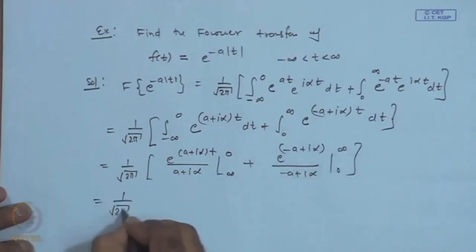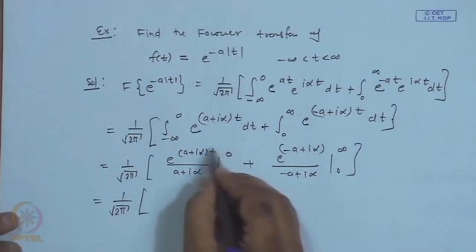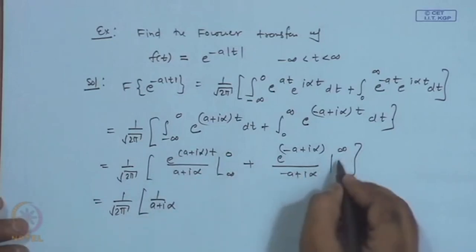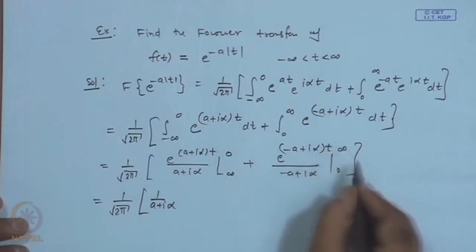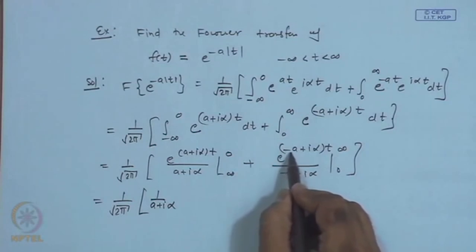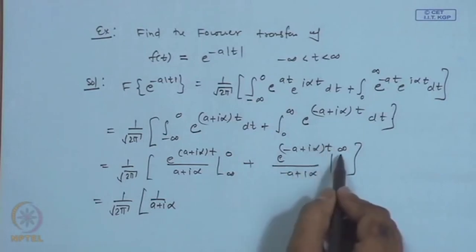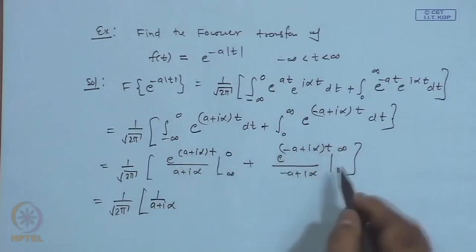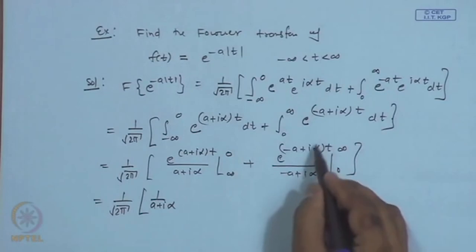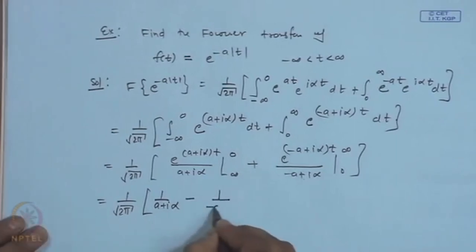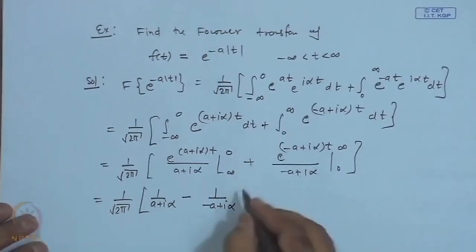So, 1 over square root 2 pi, and when we put 0, we get 1 over a plus i alpha. At minus infinity this term will go to 0, and similarly when t approaches infinity this term will go to 0, because we have e power minus a t multiplied by e power i alpha t. That is bounded, and e power minus a t, for the same reason, approaches 0, and we will have minus 1 over a plus i alpha, minus a plus i alpha.